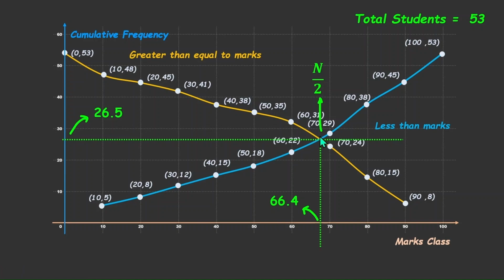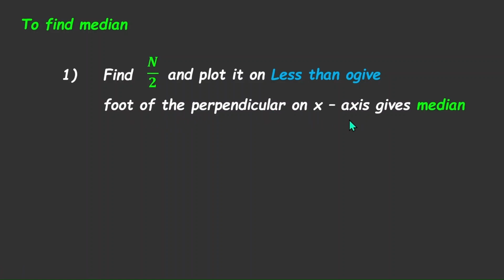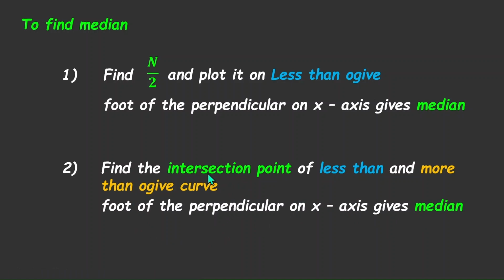So that is why we have two methods to figure out what the median can be. Let's recap. The first method was to simply find n by 2, make a less than ogive curve, and plot this on the less than ogive curve. Then the foot of the perpendicular on the x-axis would give us the median. And the second way to find the median is to find the intersection point of both the less than and more than ogive curves. We'll plot both of them simultaneously on the same graph. And then the foot of the perpendicular on the x-axis from the intersection point would give us the median.